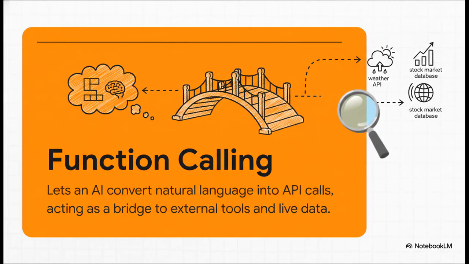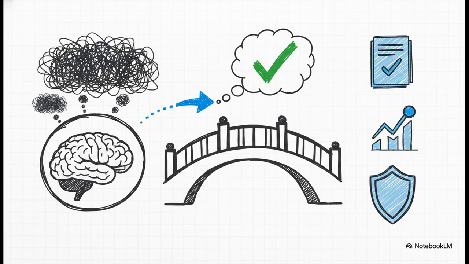So what is it really? The best way to think about it is as a bridge. It lets the LLM, which is stuck inside its data bubble, recognize when it needs outside help. It can then intelligently ask to use one of your external tools, say a weather API or a stock market database, to go fetch the live data it needs to give you a real answer. And that right there is the whole point. By building this bridge, you stop dealing with plausible-sounding fiction, and you start getting verifiable facts. You get real data, which means no more hallucinations.